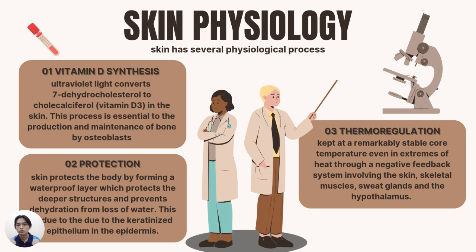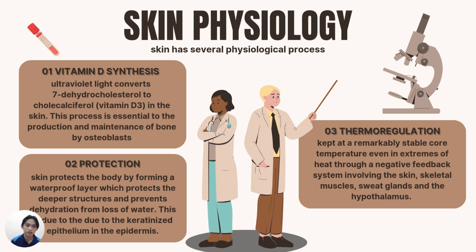How does the skin do vitamin D synthesis? First, ultraviolet light touches the skin, and then it converts 7-dehydrocholesterol to cholecalciferol, which is the vitamin D in the skin. This process is essential because it maintains bone through osteoblasts.